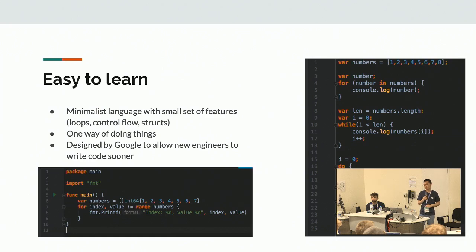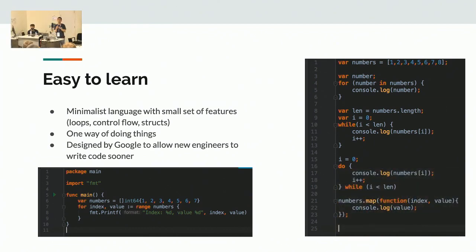So, on how Go is easy to learn: it's actually quite a minimalist language with a very small set of features. What I mean by this is that there's usually just one way of doing things. A very good example, as you can see on the right-hand side, is that there are around 4 ways of doing a for loop in JavaScript. But in Go there's only one way, and that is for range. You just cannot find another way of doing that.